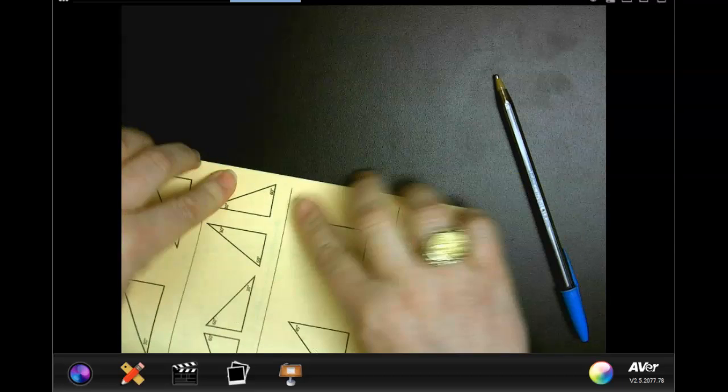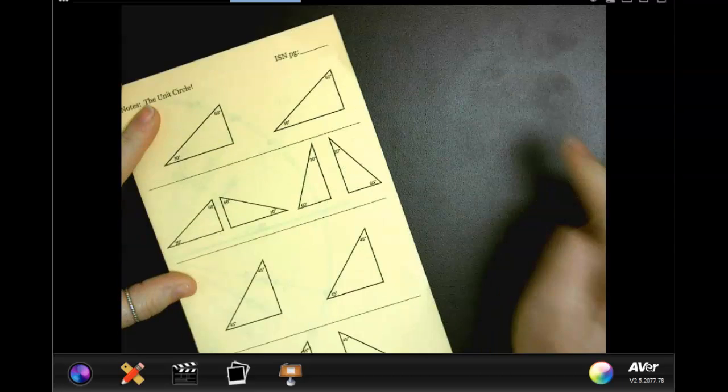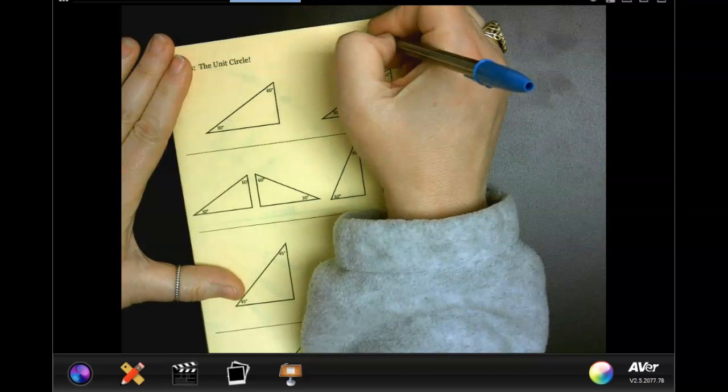It is ISN page 82. Okay. So ISN page 82.